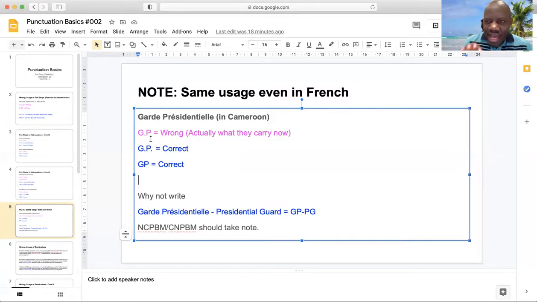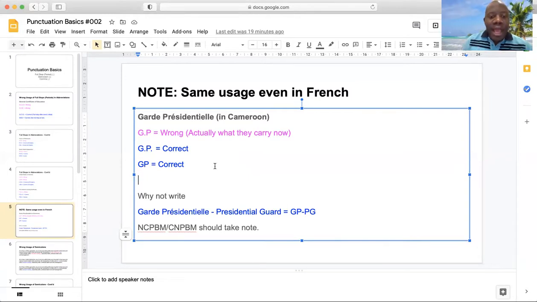But the sad thing about this is that the abbreviation is actually written grammatically wrong, okay? Because they write G.P and no point after P, because actually in French there should be a point after the P. So the correct one would be G point, P point. That's G point or dot or full stop and P full stop. That would be correct. Or GP and no dot at all. This one will be correct.